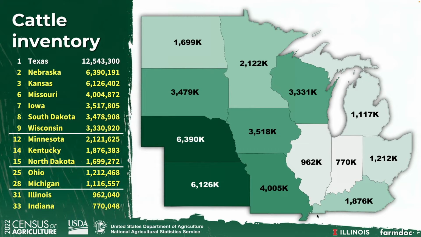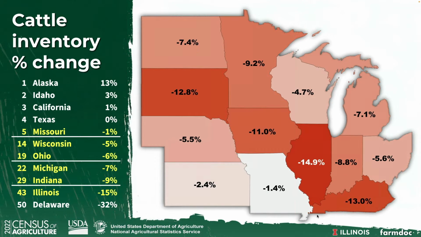There's the inventory, and look at Texas, essentially twice as big as number 2. All right, and there's the percent change, and this is the number of animals, not the number of farms. So generally down, the numbers are perhaps not as striking. I mean, Missouri's down about 1.4% and Kansas down 2.4%. So not great, big, huge reductions in cattle inventory, even though the number of farms was down at a much higher clip.